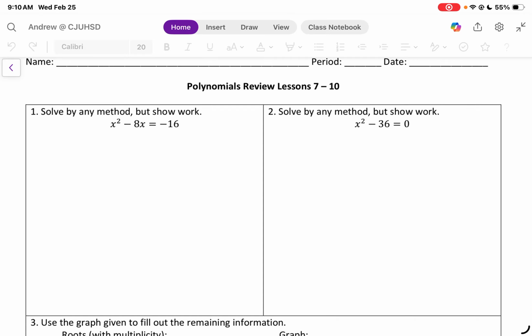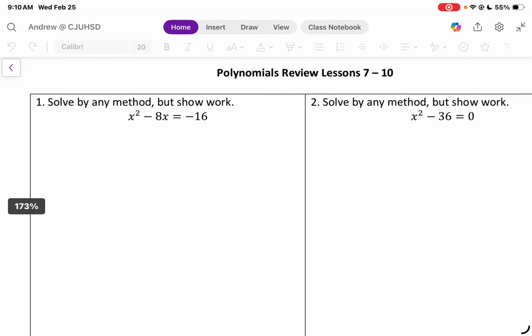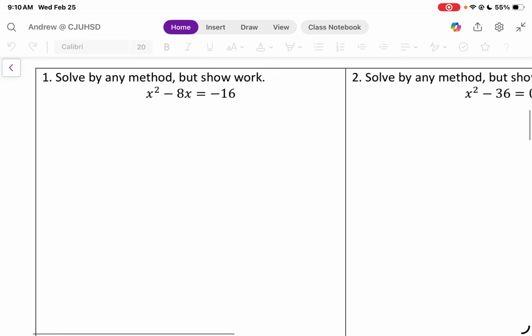All right, let's review the test. Number 1, solve by any method but show work. Well, the methods we could use are quadratic formula, factoring, completing the square, any number of things. If you could recognize the factoring, that's probably the best way to go.